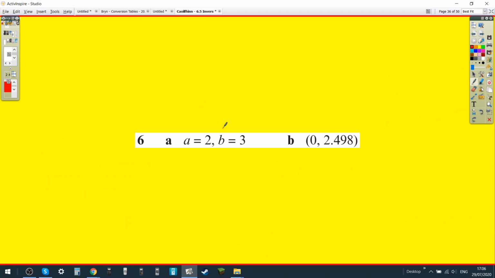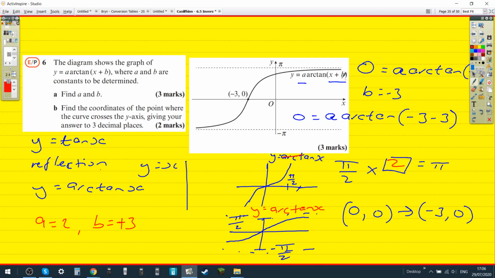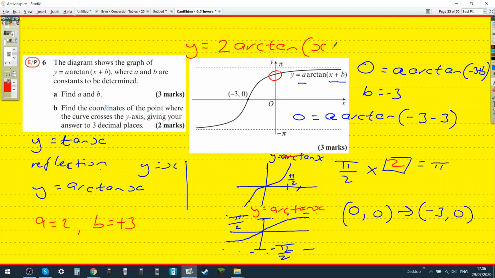Let us check 2 and 3. Oh, there was a part B. Find the coordinates of the point where the curve... Okay, find the y-intercept of y equals 2 arctan x plus 3. So x is 0, so do you just sub in that? Yep. Is arctan the same as tan to the minus 1 on the calculator? Yep.